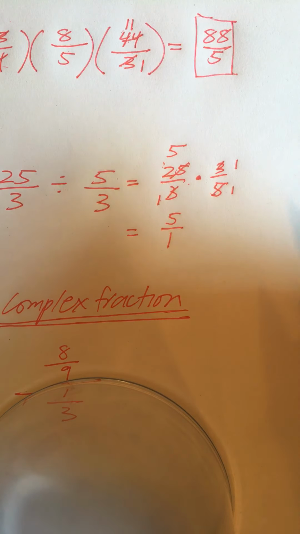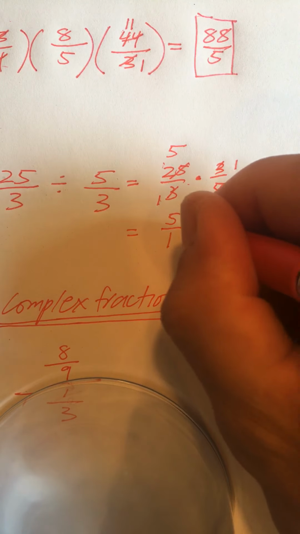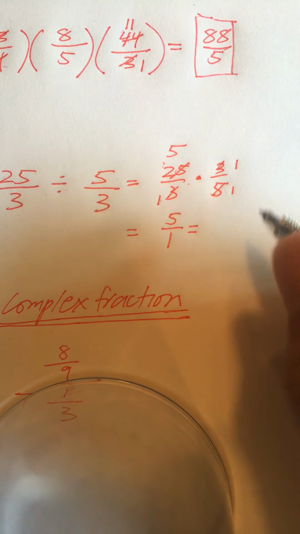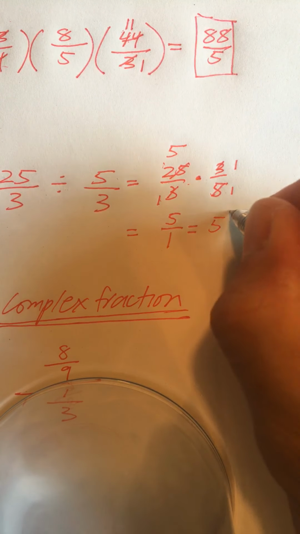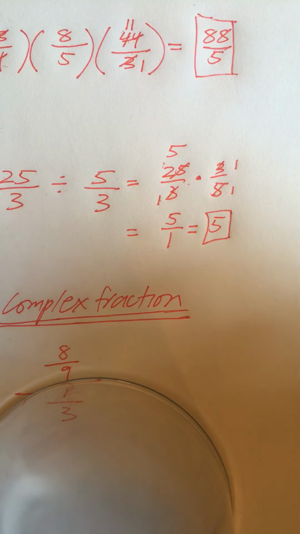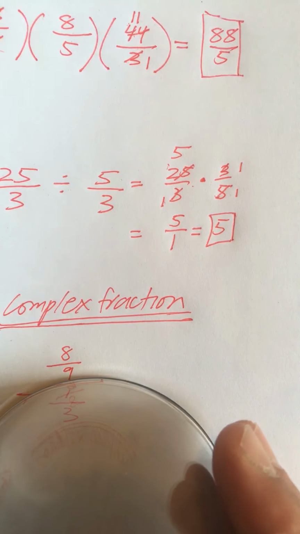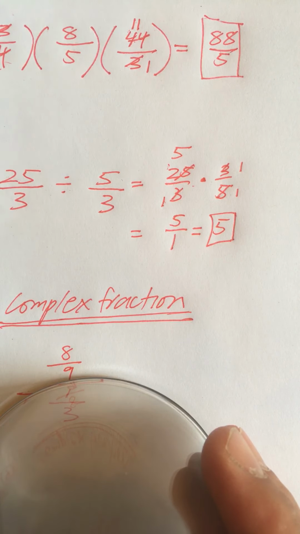And what we did say from yesterday's lesson is if we can write the final answer as a whole number, that works. So 5 divided by 1 is 5, so our final answer here is 5. Okay. All right, everything's going pretty good. So that's dividing fractions. Okay.